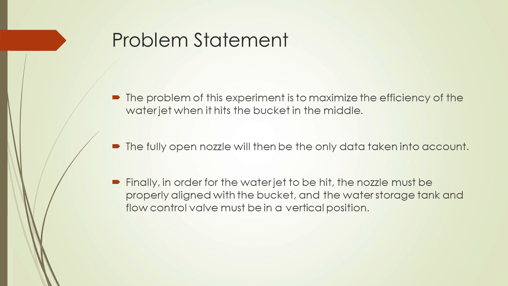For this lab, the problem of this experiment is to maximize the efficiency of the water jet when it hits the bucket in the middle. The fully open nozzle will then be the only data taken into account. Finally, in order for the water jet to hit, the nozzle must be properly aligned with the bucket, and the water storage tank and flow control valve must be in a vertical position. So these are the problem statements for this lab.